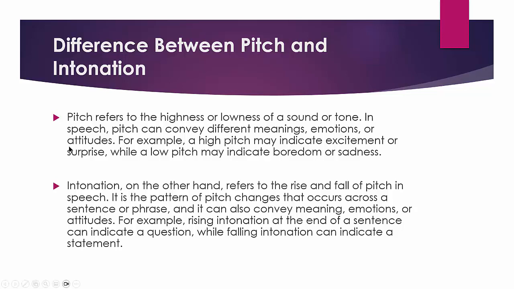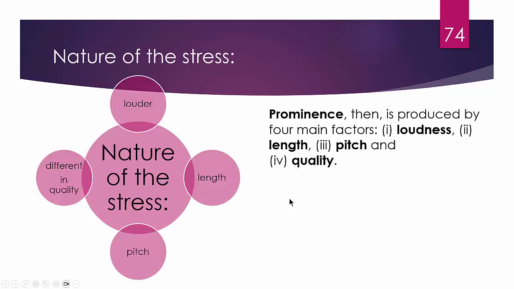So, when we describe a word, we use pitch. When we describe a phrase or sentence, we use intonation. Okay, you get it here. So, prominence, the important thing, is produced by 4 main factors: loudness, length, pitch, and quality. These are the 4 factors of prominence, or the nature of stress. Don't forget about it.